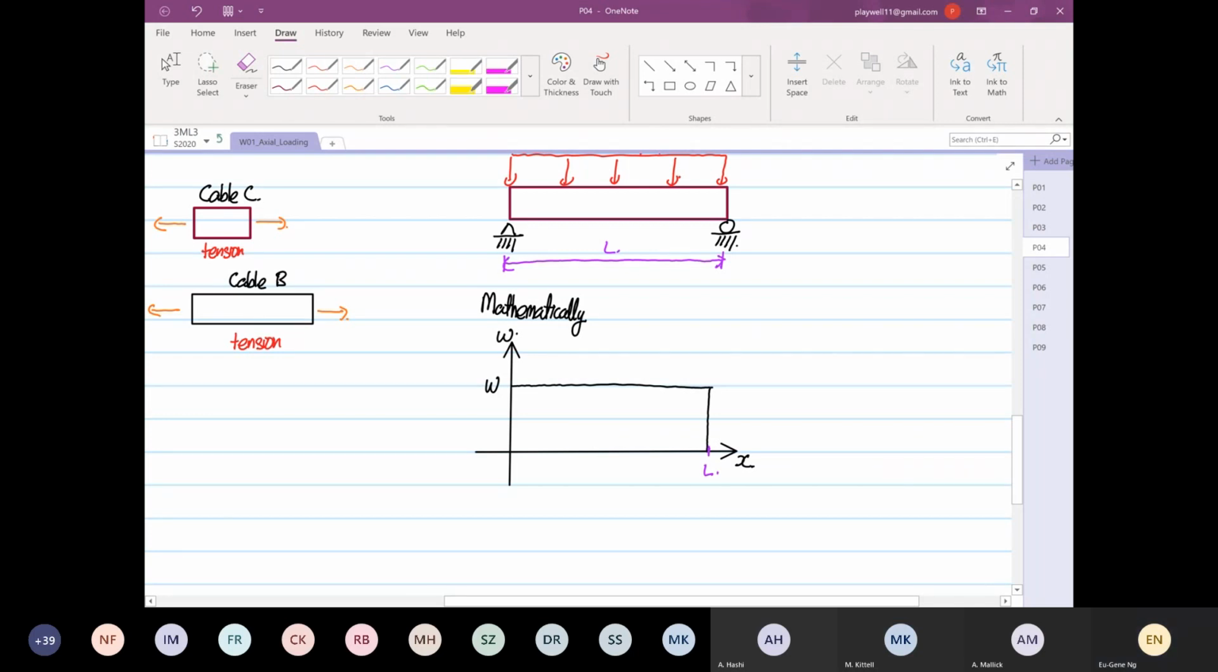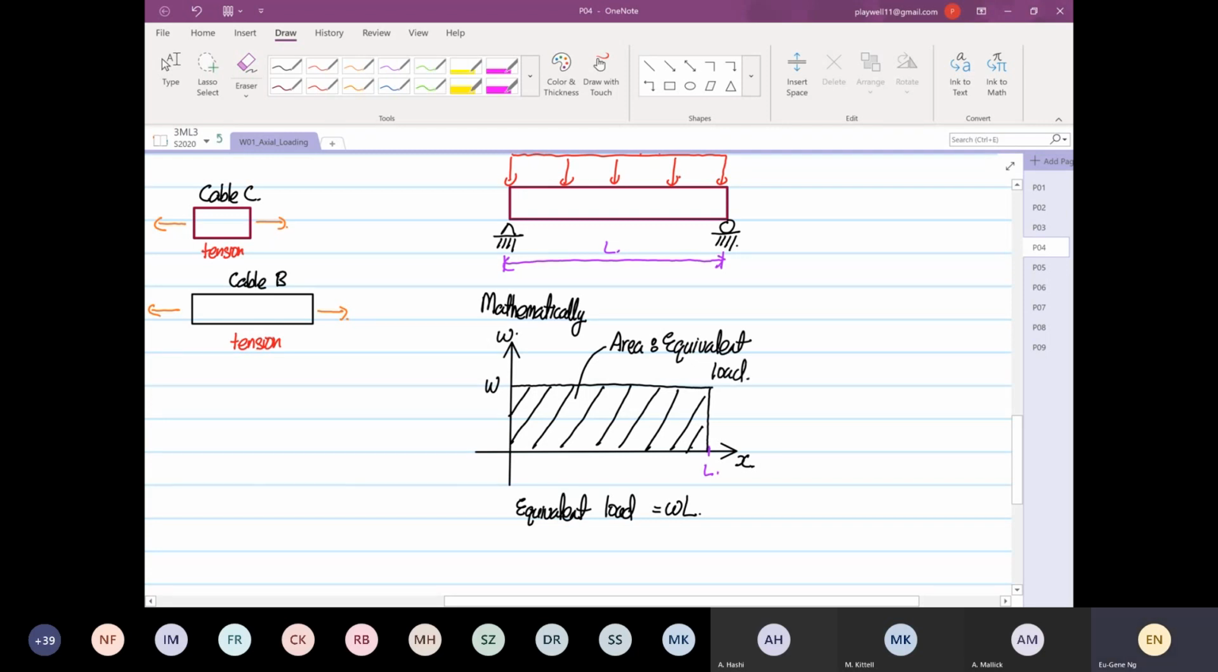So the equivalent load will be equal to omega times L. If you look at that graph, omega times L is the area under the line. The area is known as the equivalent load.